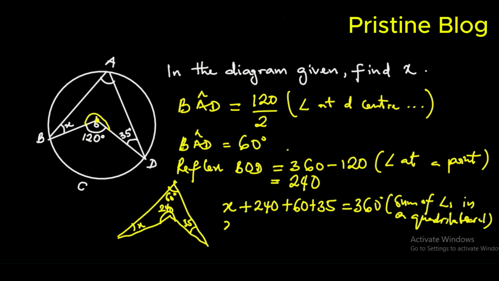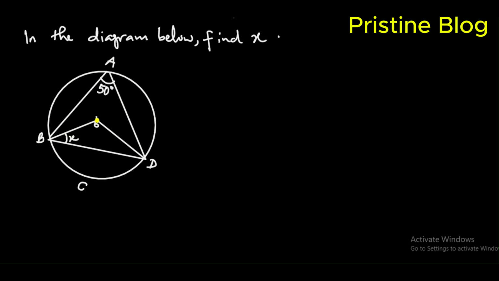Sum of angles in a quadrilateral. So x plus 335 is equal to 360 degrees. So we have x to be equal to 25 degrees.